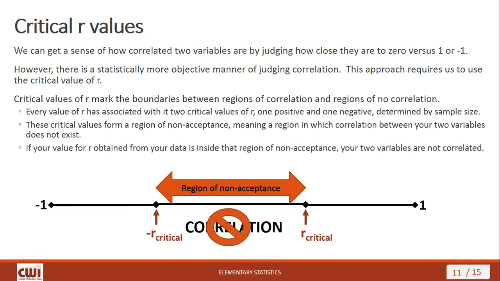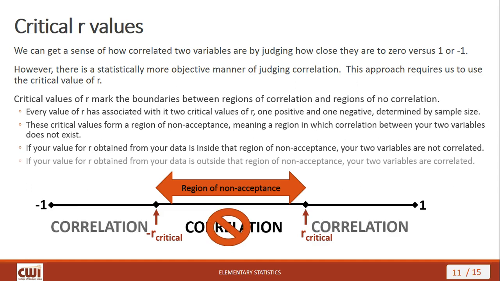If our R value is inside that region of non-acceptance, just as I said, your two variables are not correlated. However, if the R value you obtain is outside that region, so if we're here on the negative side, or here on the positive side, then our two variables are correlated.